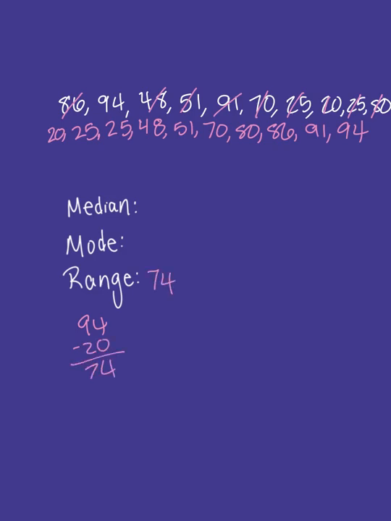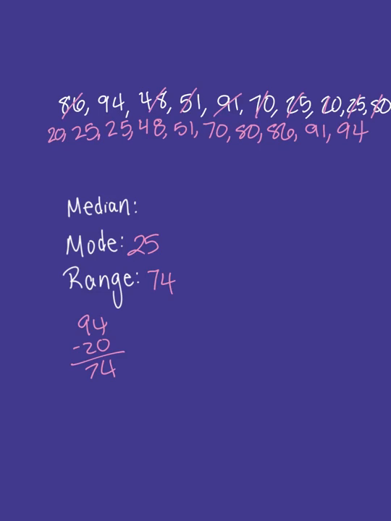My mode is the one you see the most often. Do you see any numbers more than the others? Yep, 25. Now to find my median.